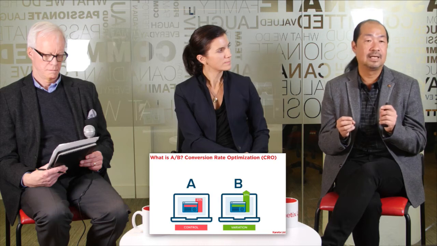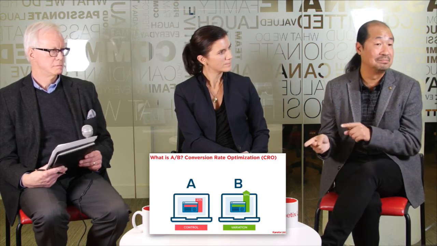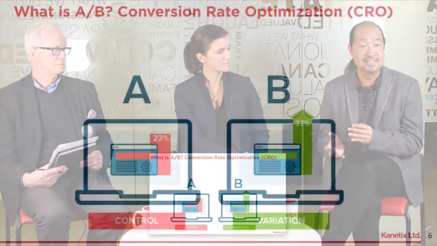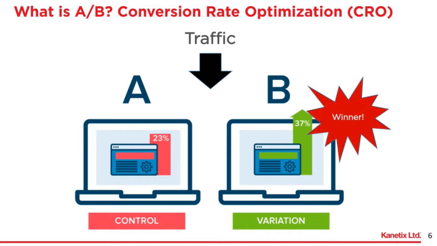When we talk about optimization, we're talking about two things. One is a control, which is your system that's currently in place, and then a variation, which is the B. That's why we say it's A/B testing. A is the original version, B is the new version that you want to try, and presumably has enhancements in it. And what we do is apply traffic, and traffic means users, customers, and then we see who's the winner.